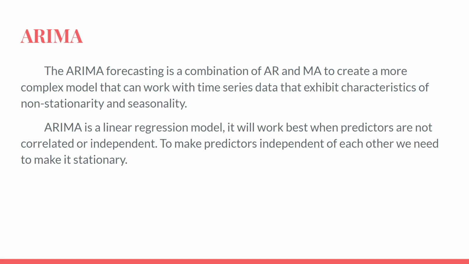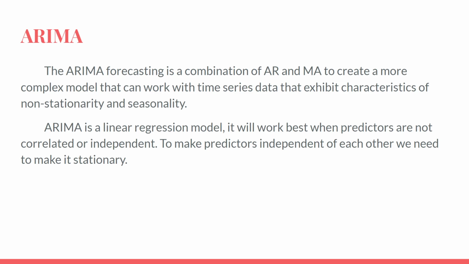And next, ARIMA, or autoregressive integrated moving average. ARIMA forecasting is a combination of AR and MA to create a more complex model that can work with time series data that exhibit characteristics of non-stationarity and seasonality. As mentioned in an earlier section, ARIMA is still a linear regression model.